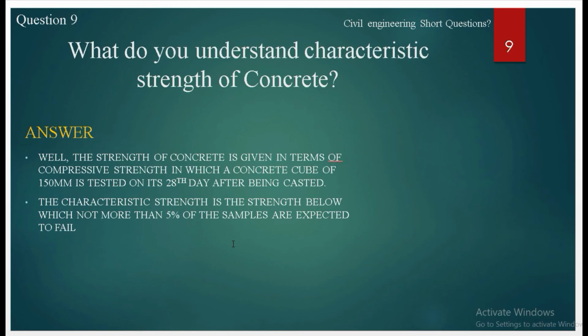Moving on, question number 9. What do you understand by characteristic strength of concrete? The strength of concrete is given in terms of its compressive strength of a concrete cube, which is its strength on its 28th day after it's casted. While the characteristic strength, which is the main question here, is the strength below which not more than 5% of the samples are expected to fail. So characteristic strength is that limit, I believe, below which not more than 5% of the samples are going to fail. That's the main question. Let's move on.